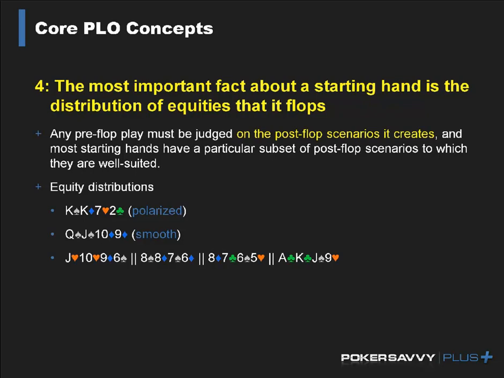Anyway, then we've got this list of hands in the middle: Jack, 10, 9, 8 single suited, Jack, 10, 9, 6 single suited, 8, 8, 7, 6 single suited, 8, 7, 6, 5 rainbow, Ace, King, Jack, 9 with a flush draw. And each of these has a slightly different character in between. I probably won't be able to get into full detail about these, but let me talk about the rainbow one, for example.